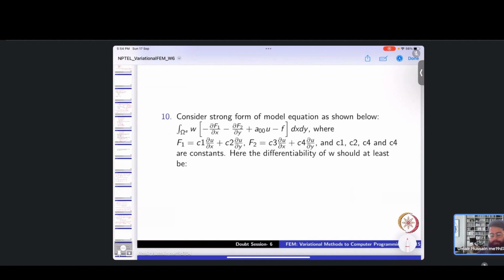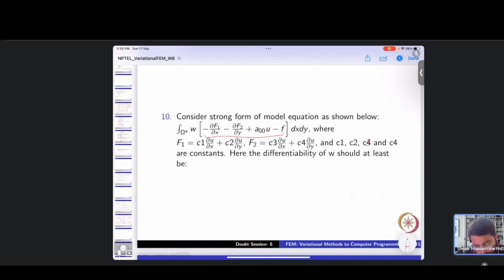So we have the given weighted residual statement, which comes from the strong form of the model equation shown below. So this is actually the strong form, and this complete thing is the weighted residual statement. Here we have defined f1 as c1 dou u by dou x plus c2 dou u by dou y, and f2 as c3 dou u by dou x plus c4 dou u by dou y, and C1, C2, C3, C4 are constants.